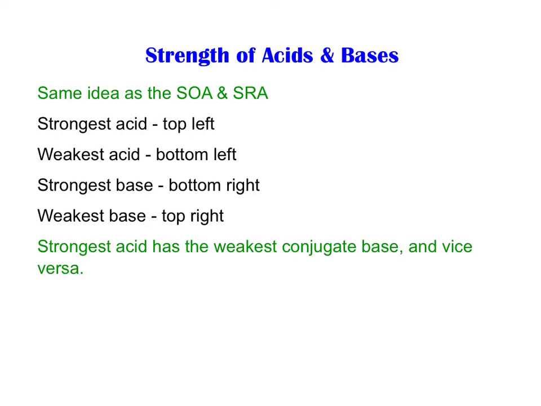Now, the strongest acid has the weakest conjugate base. So the weakest base is on the top right-hand side, whereas the strongest base is on the bottom of the right-hand side. All right, so simple. Just take a quick look at that. Label it as SOA and SOA, strongest acid, so SA and SB at the bottom, kind of like we did on that previous table.